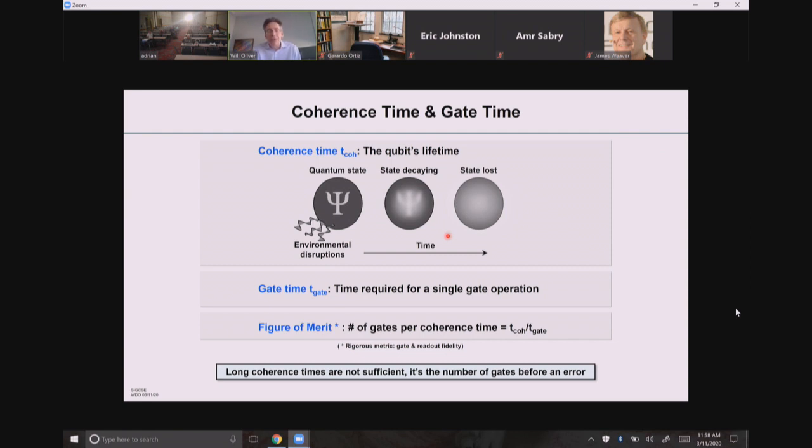Now, it's important to note that long coherence times are good, but that's not in and of itself sufficient. You can come up with an absurd example, like a neutrino. Neutrinos are very hard to detect. They don't interact with their environment. They basically have infinite lifetime. That's good. But because they don't interact with their environment, we can't control them either. And so that gate time would become basically infinitely long, right? So the lifetime should be long, but the gate time should be short compared to that.